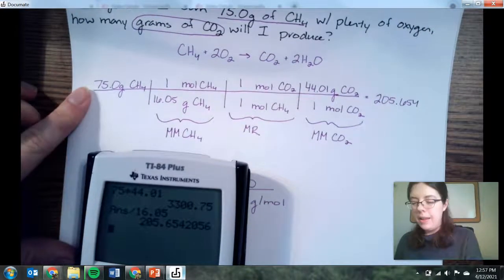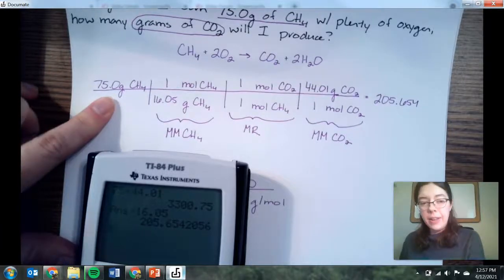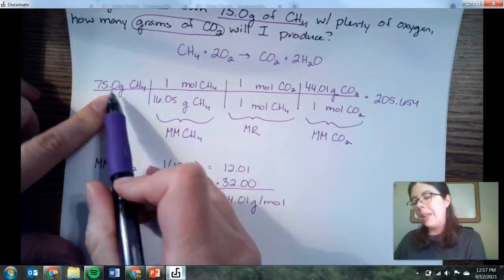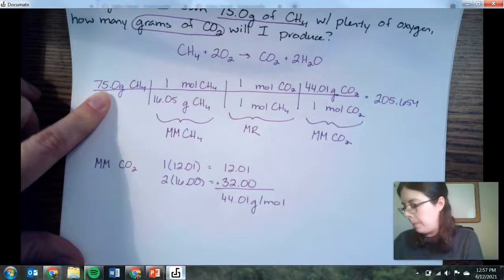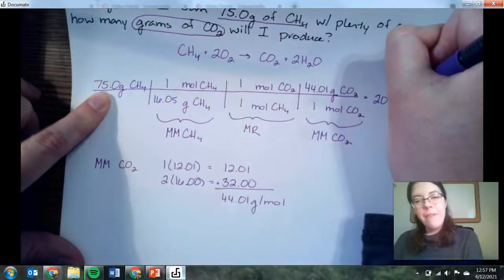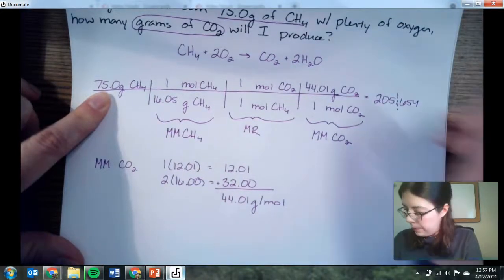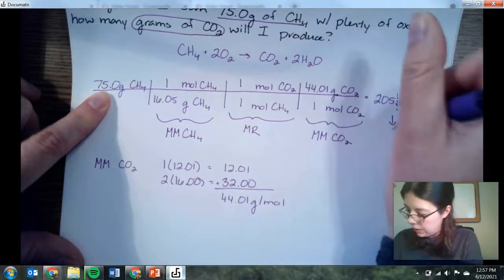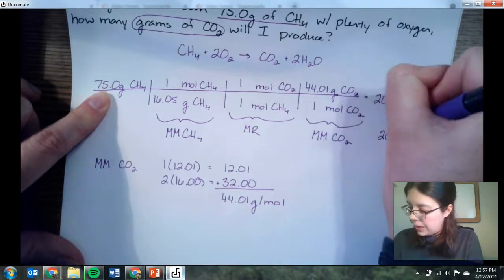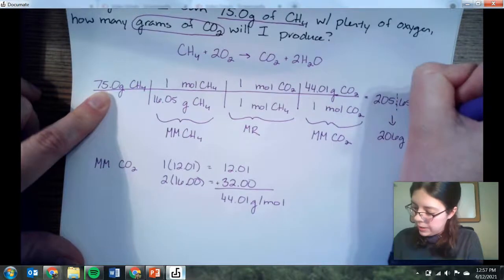I look at my given. This time my 0 is significant because I have a decimal point, so I need 3 sig figs in my answer. So I'm going to chop it off after the 5. Again, 6's round up. So my answer for this question is 206 grams of carbon dioxide.